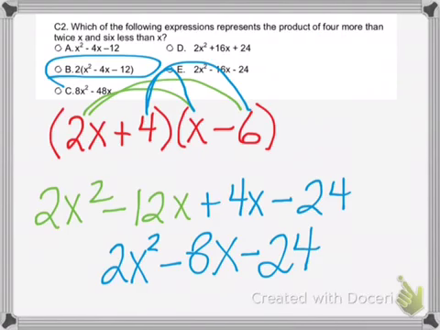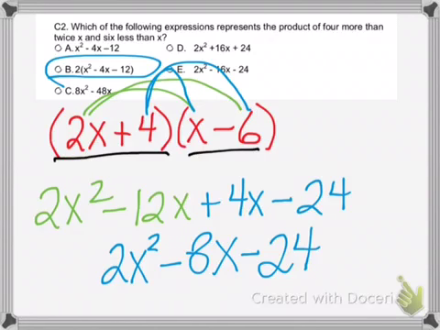Number 2, which of the following expressions represents the product of 4 more than twice x and 6 less than x? So the first thing I did was I knew product was multiply, so I had to multiply 4 more than twice x, so I said 2x plus 4, times 6 less than x, so I said 6 minus x. And I distributed my 2x, I show that with the green arrows, and I got 2x squared minus 12x. Then I distributed the 4, and I show that with the blue arrows, 4x minus 24.